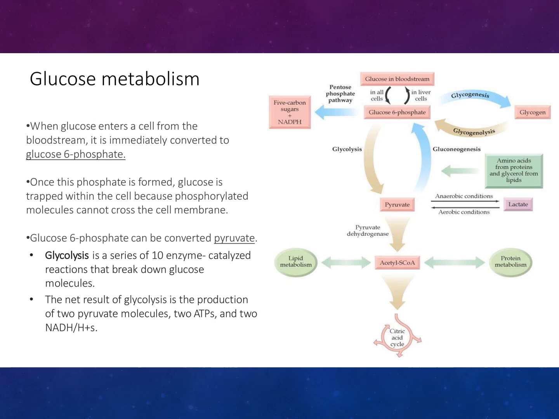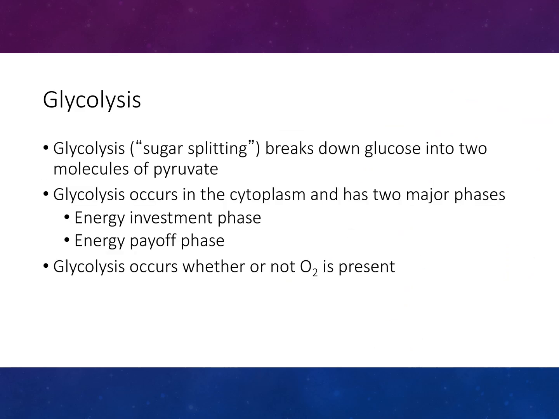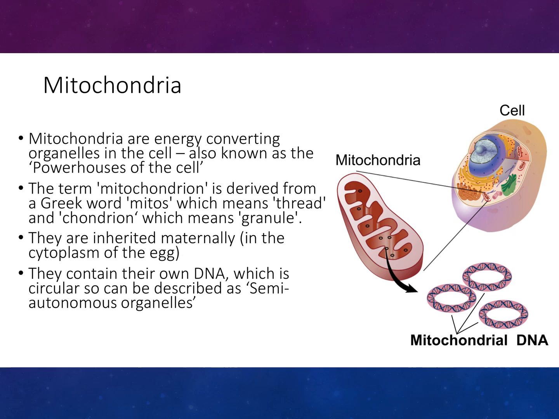Glycolysis is defined as a series of 10 enzyme-catalyzed reactions that break down glucose molecules. The net result of glycolysis is the production of 2 pyruvate molecules, 2 ATPs, and 2 NADH plus H+. Glycolysis, which is essentially sugar splitting, breaks down glucose into 2 molecules of pyruvate. This occurs in the cytoplasm in 2 major phases: the energy investment phase and the energy payoff phase. Glycolysis occurs whether oxygen is present or not.